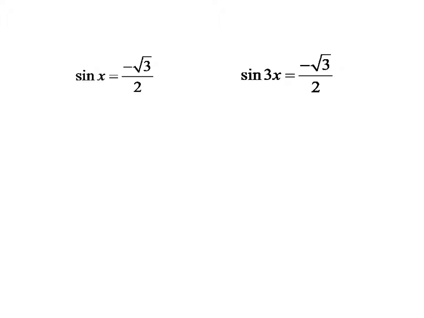Okay, why don't we look at this last one? I'm going to have you guys do it on your own. But sine x is equal to negative root 3 over 2. We know our two answers are going to be in the third and fourth quadrants because sine is negative in the third and fourth quadrants.